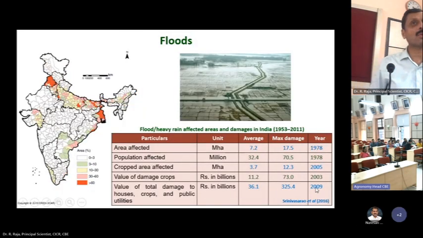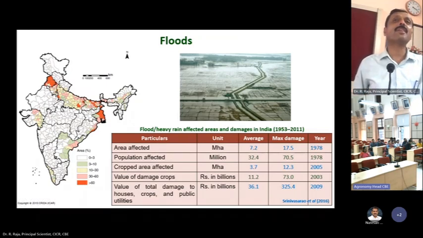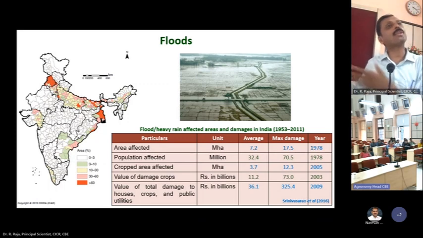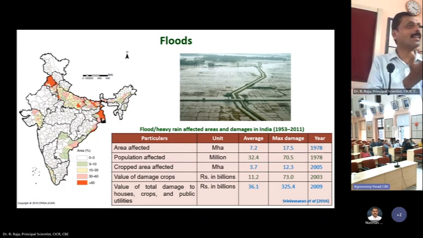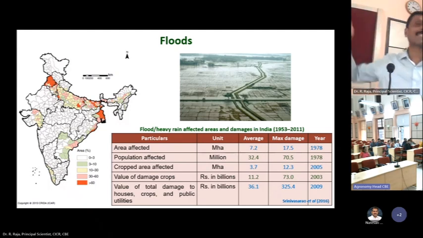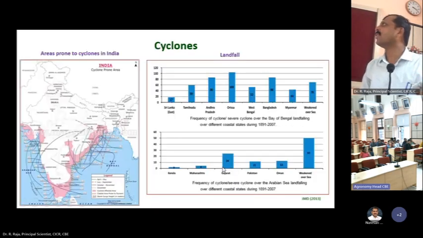Our Prime Minister once told, it is very unfortunate for our country. In the same year, we are giving compensation for flood as well as drought relief. So South India drought, North India or Eastern India flood. So those kind of things because of our geographical landscape, right? So a lot of impact. Similarly, cyclones.